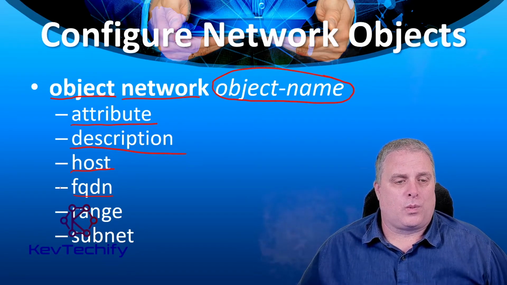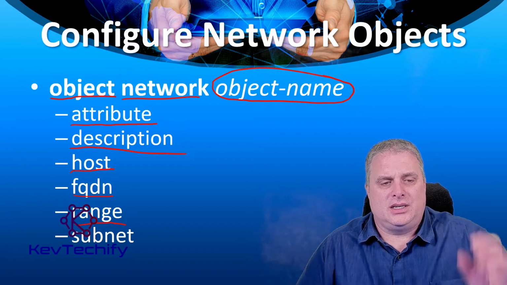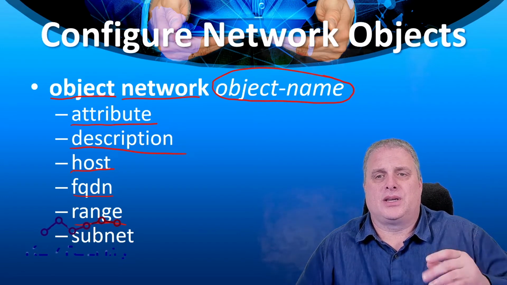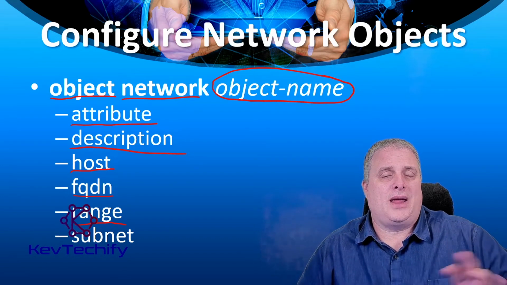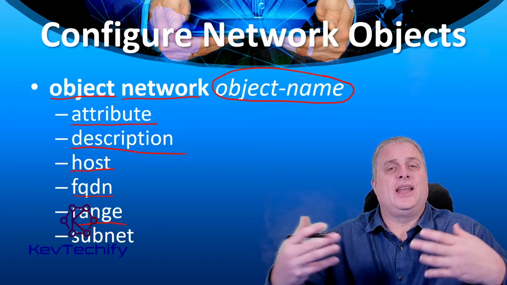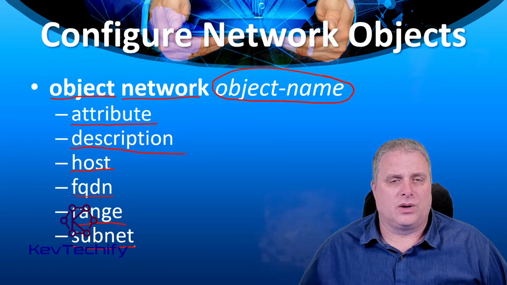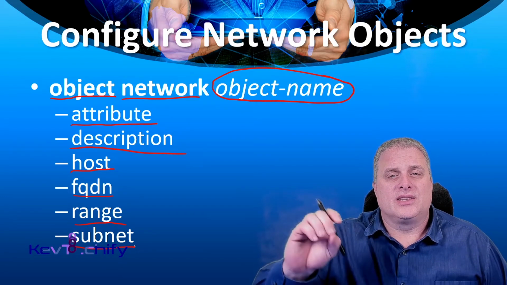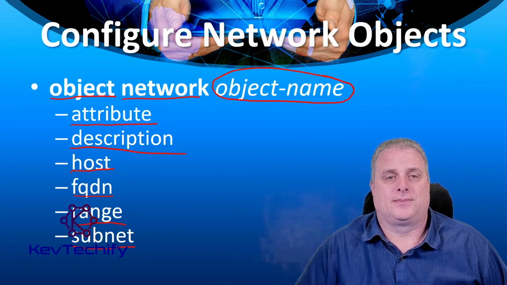Then we have range. A range is a range of addresses. You can specify IPv4 or IPv6 ranges. Do not include masks or prefixes. So this is a range, not necessarily a network address. And then finally, this is our subnet. This is where we'd specify a network address, and this assigns a network subnet to the named object.